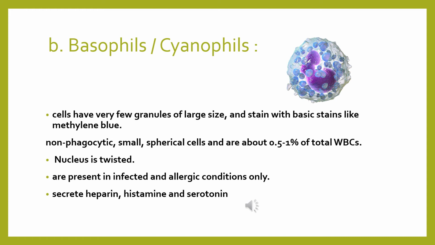The number of basophils increases during infection or during allergic conditions, and here they are responsible for the secretion of heparin, histamine, and serotonin. Heparin is an anticoagulant. Histamine is an inflammatory protein, and serotonin is a substance which is also called a happy mood hormone. Okay, and it is also responsible for the constriction of blood vessels. It is a vasoconstrictor.